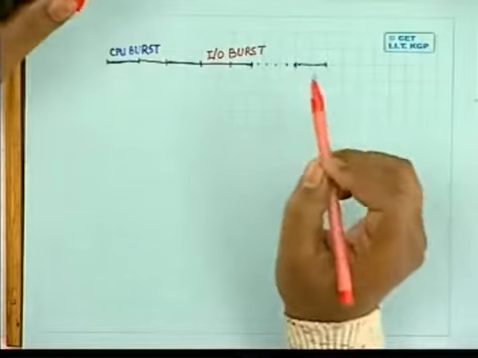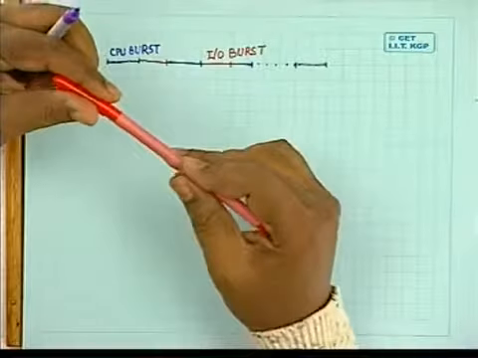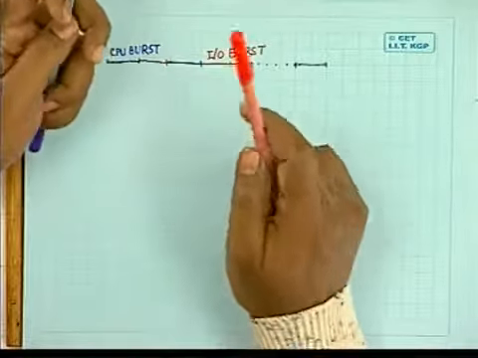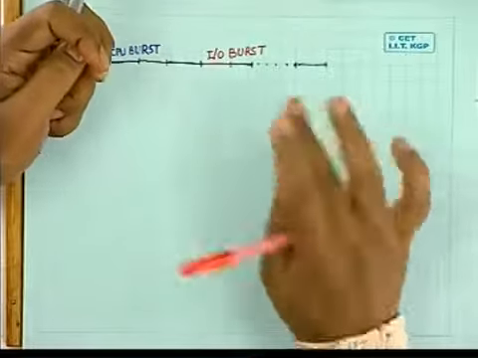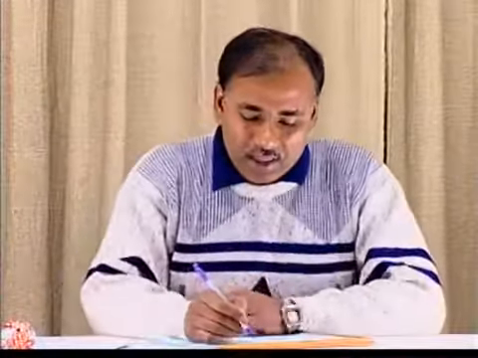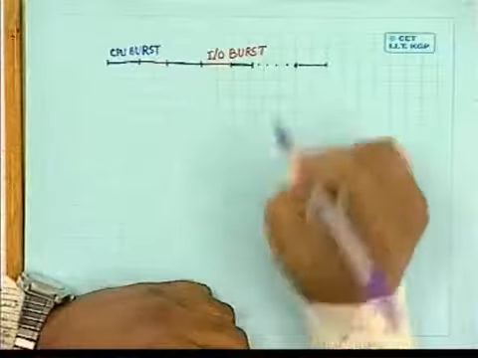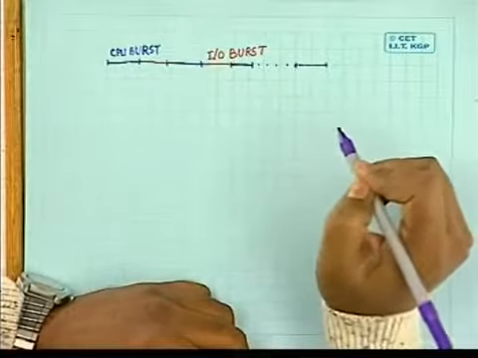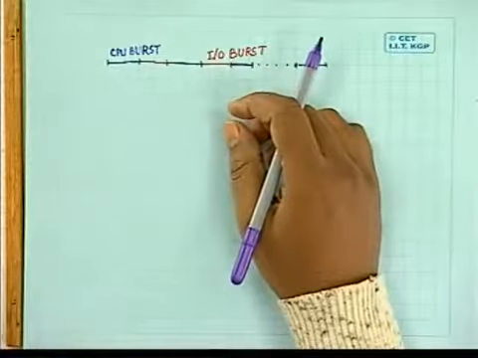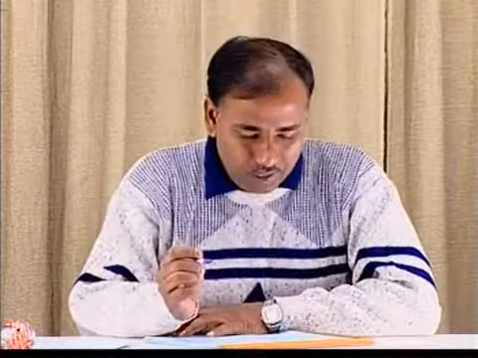Almost all programs consist of a number of alternating CPU and IO bursts. Of course, the first one has to be a CPU burst when the program is initiated, and the last one has to be also a CPU burst when the program is terminated. In between, we have a sequence of CPU and IO bursts. So a process state diagram can be formed like this.